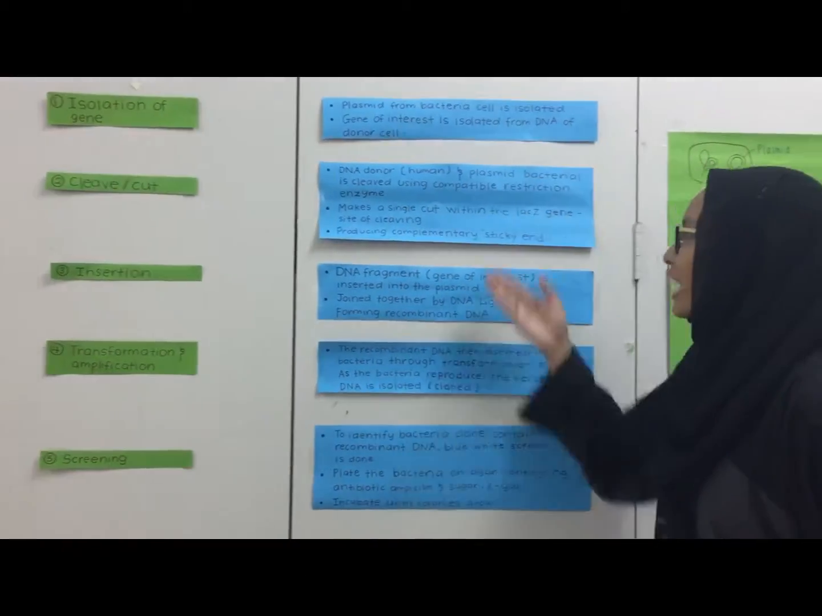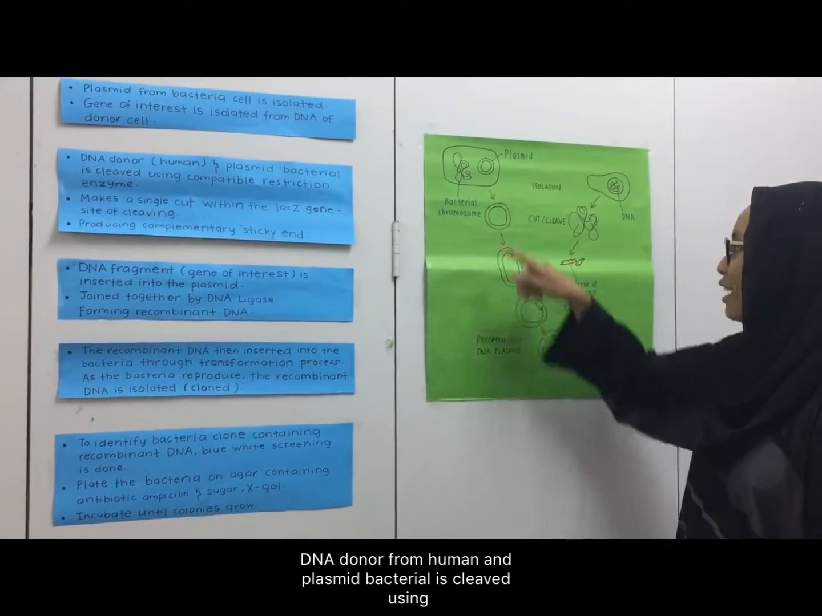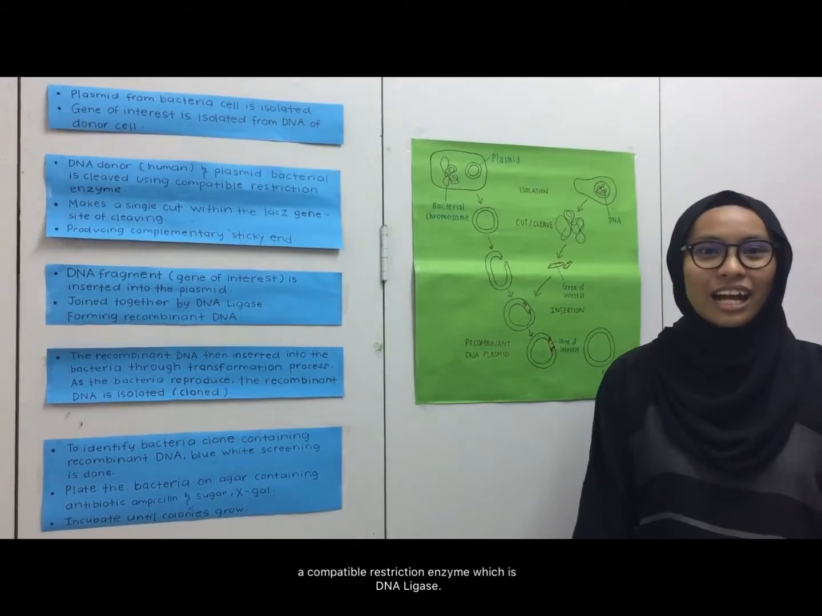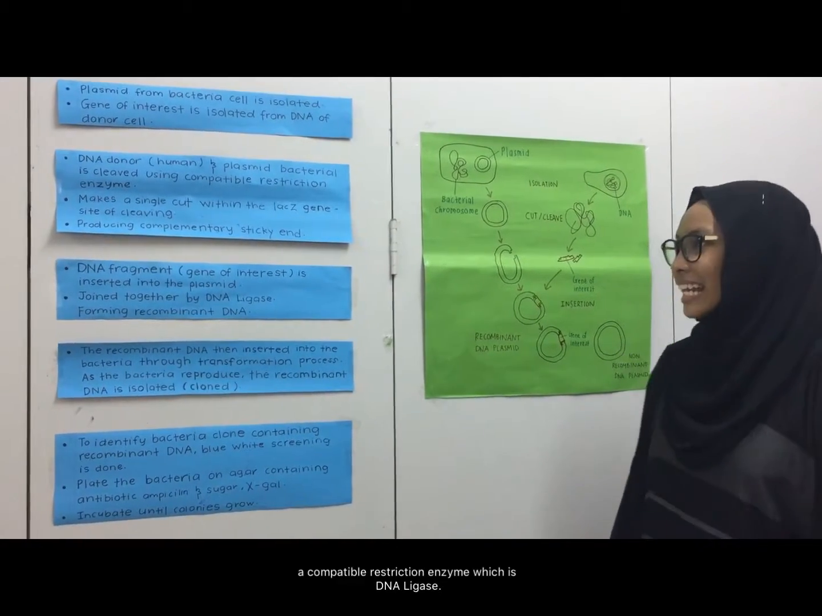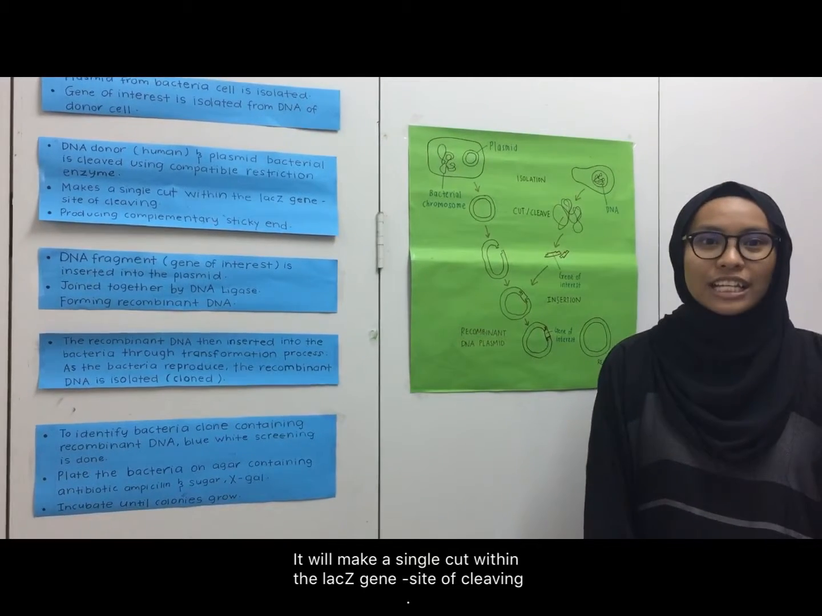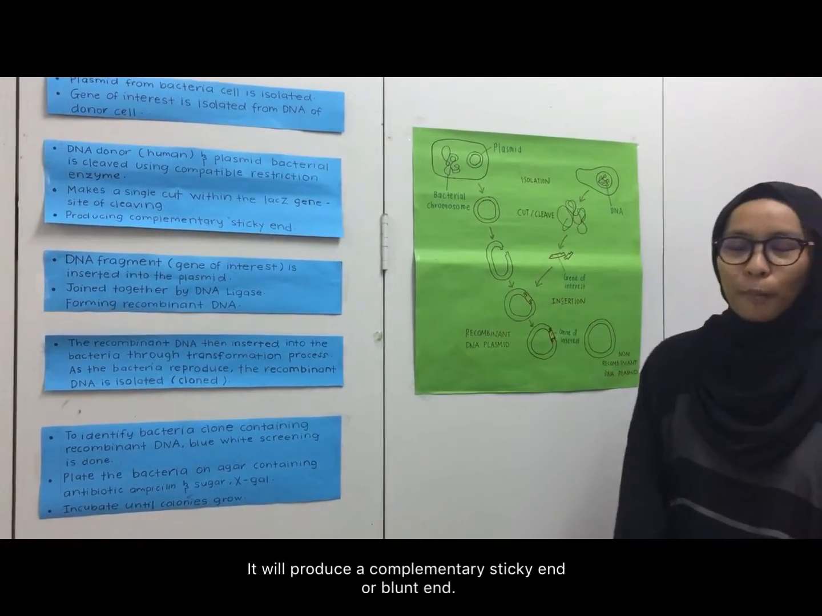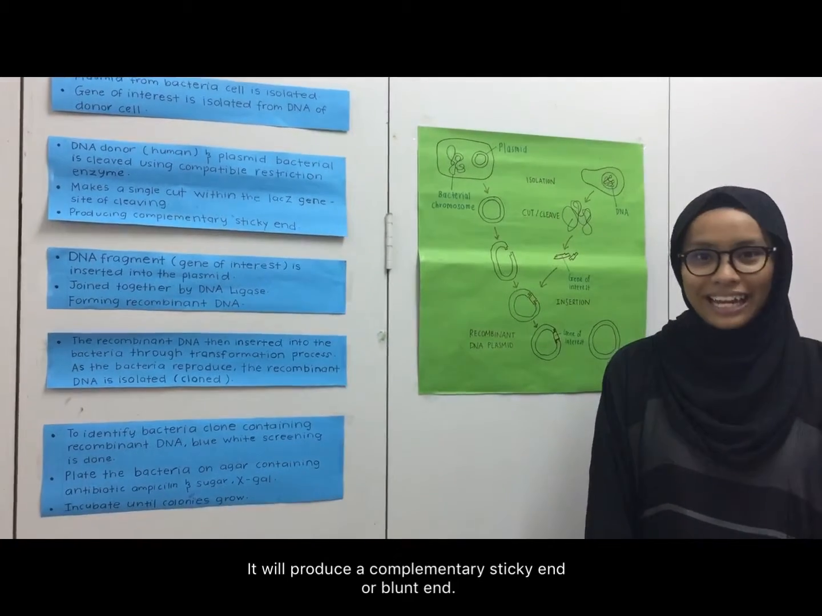The next step is cleave and cut. The DNA from the human donor and the bacterial plasmid are cleaved using a compatible restriction enzyme. It will make a single cut within the lacZ gene site of cleaving. It will produce a complementary sticky end or blunt end.